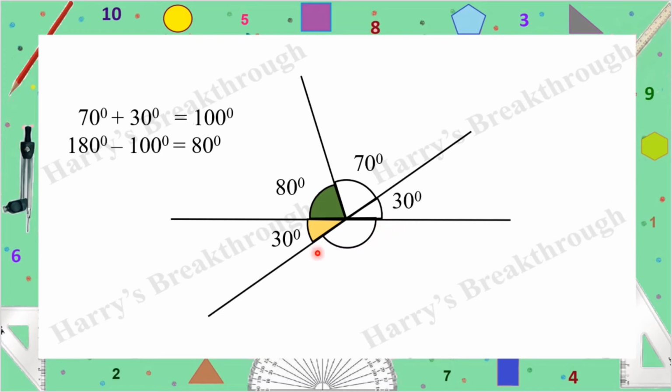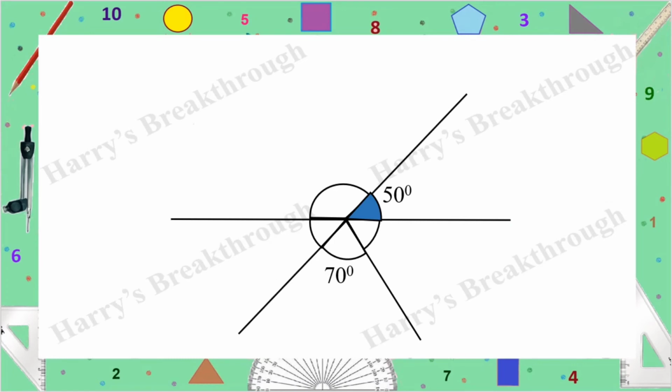And here there is a large angle. How can we find this angle? Here we can see, below this horizontal line there is a linear pair. So 180 degrees minus 30 degrees is equal to 150 degrees. So this angle will be 150 degrees. Okay.